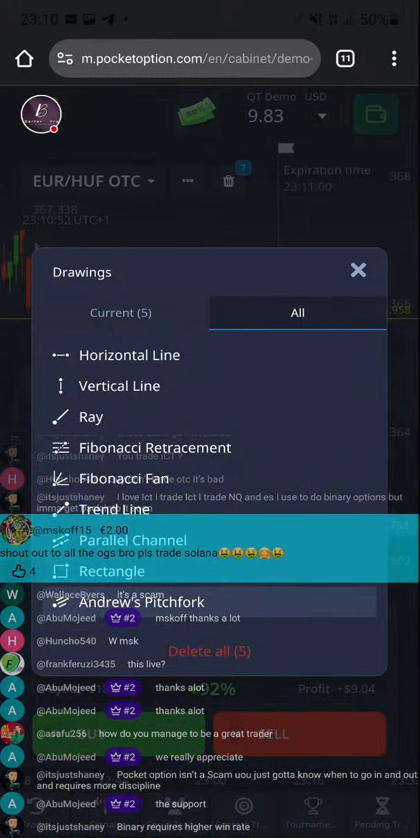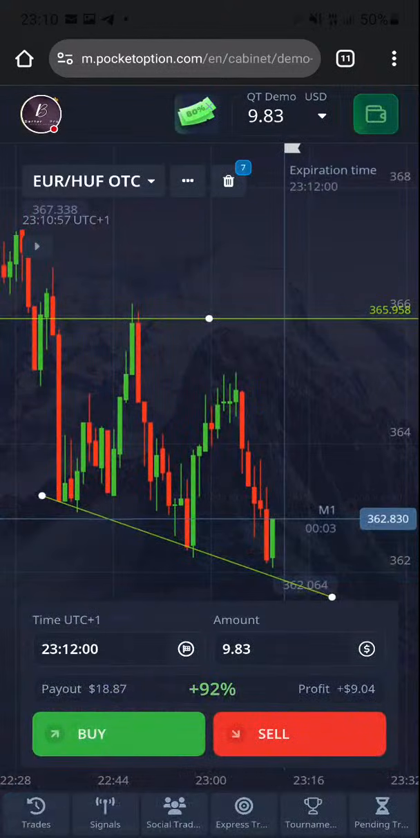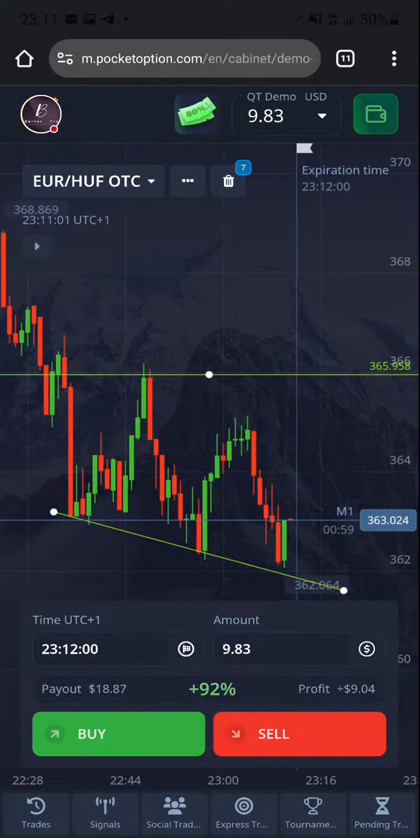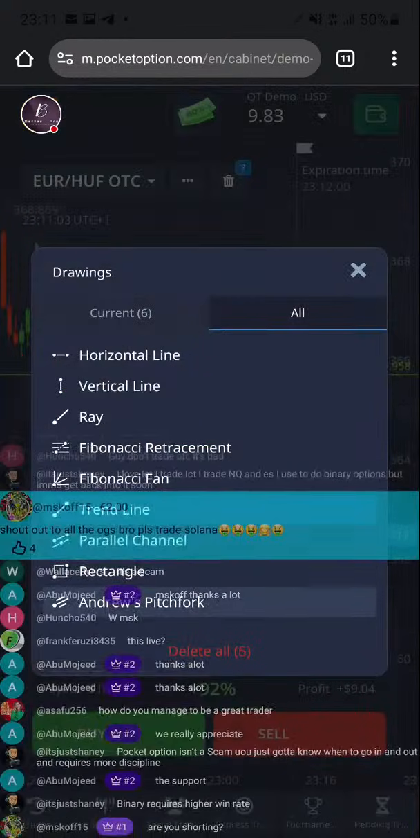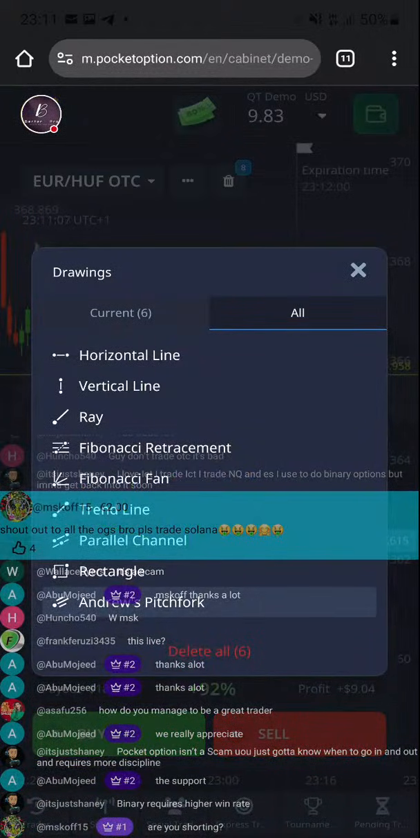Yes, it requires a high win rate. But if you know what you are doing, you have a very good high win rate. Actually, let me mark this level.